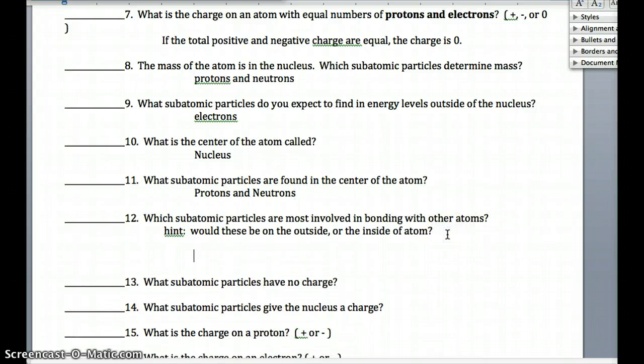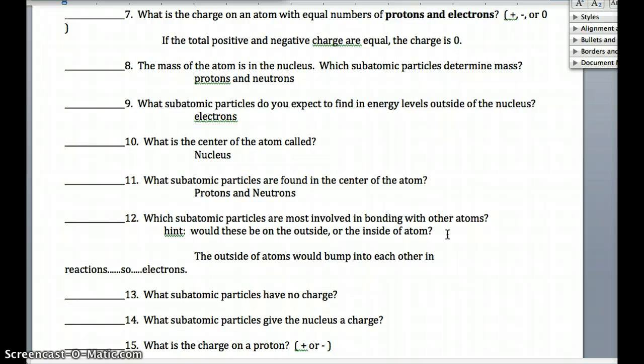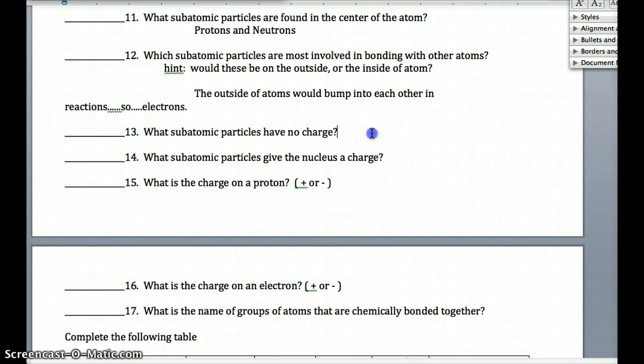This is an important question for later on in the course. The subatomic particle that's most involved with other atoms would be on the outside of the atom. The outside of atoms would bump into each other, just like if you're bumping into people in the hall, the outside of you hits them. It's not the inside of your body that comes into contact, it's the outside. What's on the outside? It's the electrons. And that's the part of the atom that would be involved in chemical reactions.